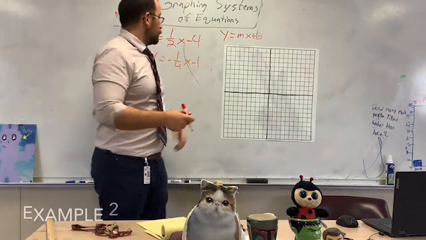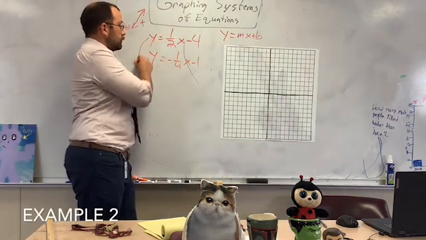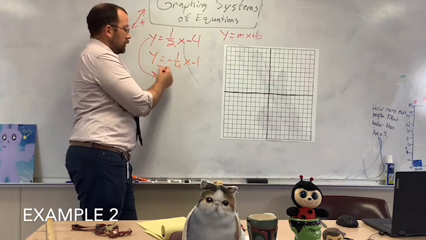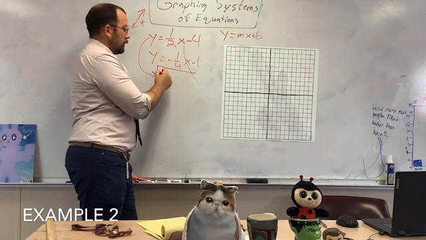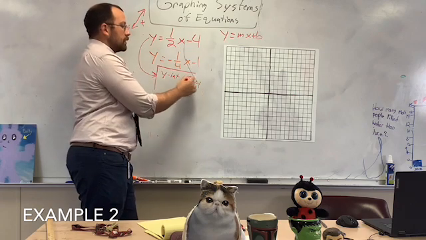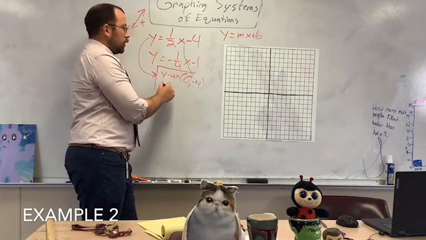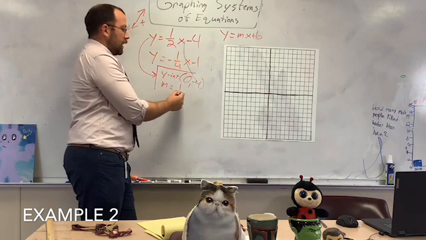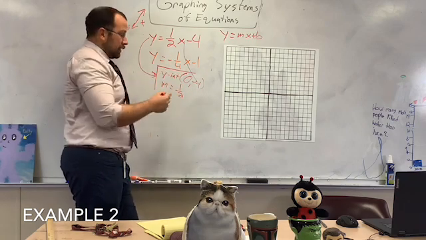Alright, example number 2. Do the red first. My y-intercept is that back number. I just put a 0 in front of it: (0, -4). My slope is right there. It's 1/2. It's already in rise over run form, so I don't need to do anything else.